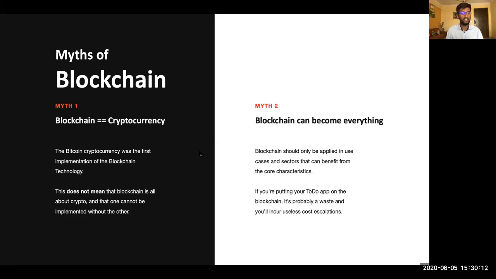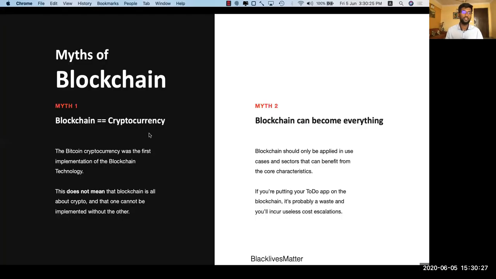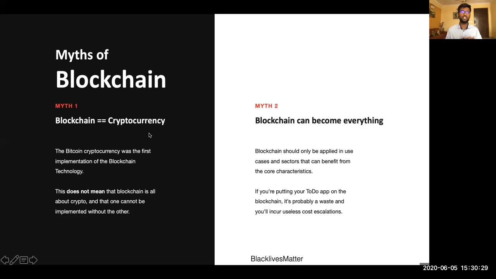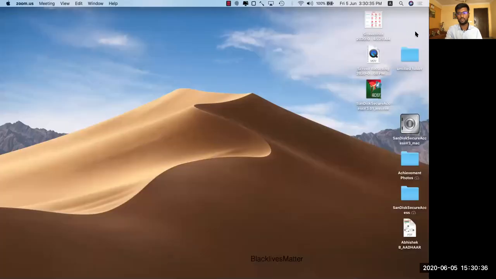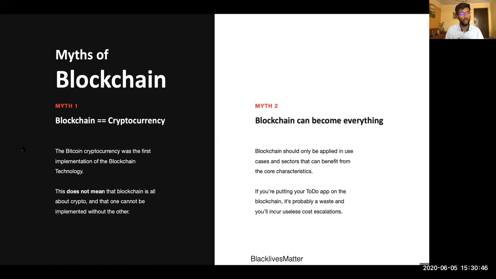Cryptocurrencies like Bitcoin, Ethereum, Dashcoin, Lisk, Monero, many of these you might have already heard, but to be very honest, these are completely different things. They are an implementation of blockchain. And we'll take a look at different generations of blockchain so that we can get a good idea of what we have when we are talking about cryptocurrencies, and what we have when we are talking about the core of blockchain technology.